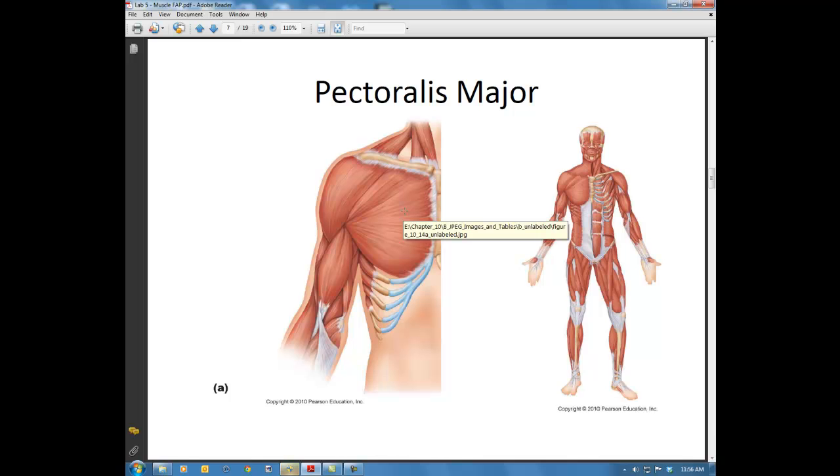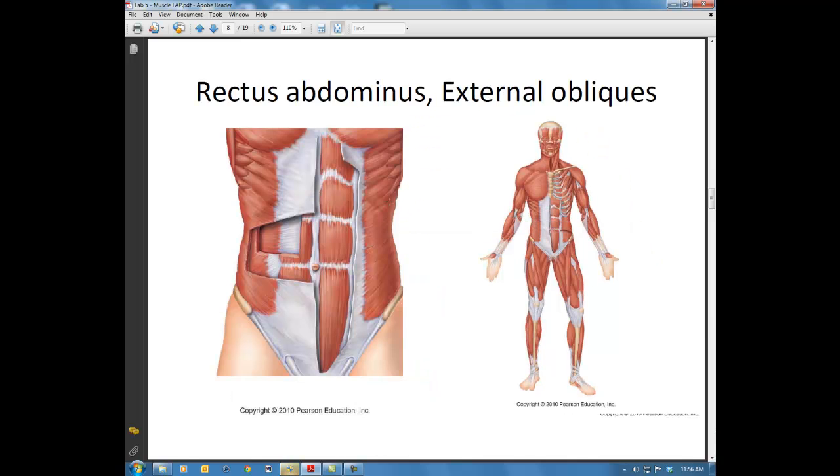The rectus abdominis is a muscle of the abdomen. Those fibers run straight up and down, so that's where it gets the name rectus abdominis, right in the front, along the midline, straight up and down. And that compresses the abdomen, as in when you're doing a sit-up, and that also will flex the vertebral column when you do a sit-up as well. So that's the action of the rectus abdominis.